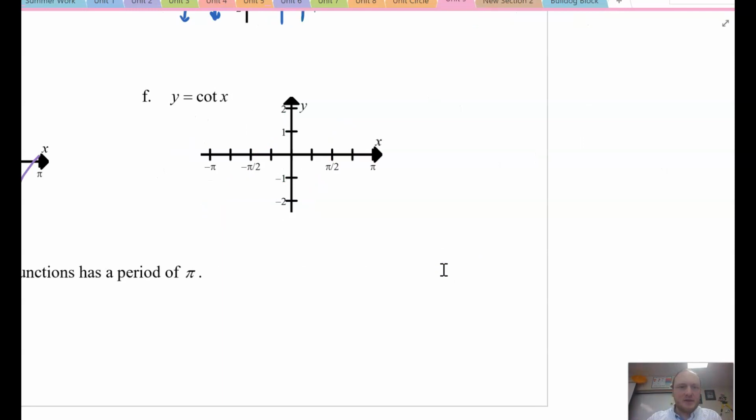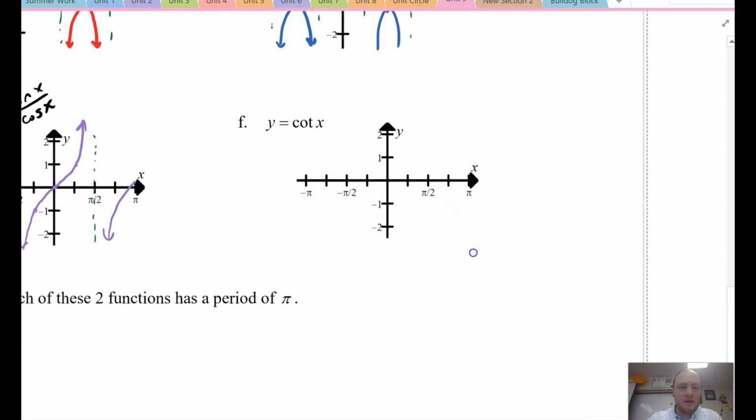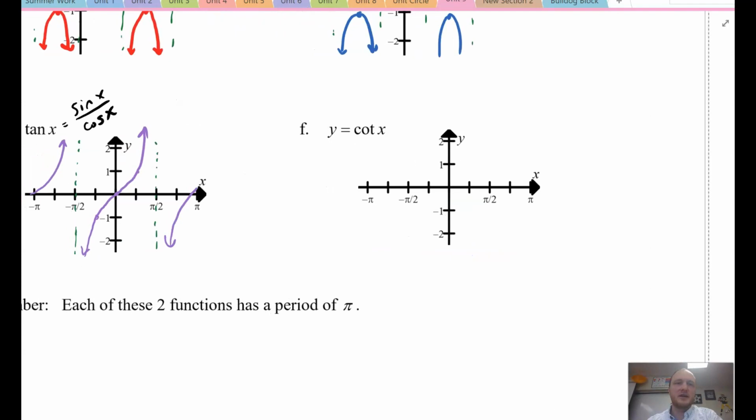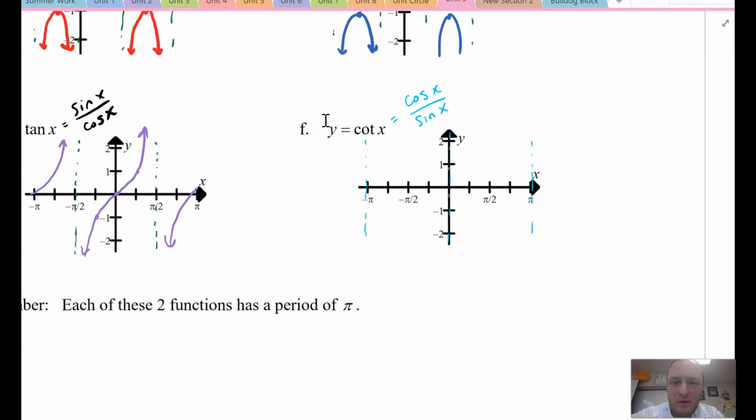All right, and now we're going to go ahead and graph the cotangent function. So cotangent is the reciprocal of tangent. So we have cosine over sine. So it makes sense whenever sine of x is 0, like at 0, right, we're going to have an asymptote, or at pi, or negative pi. Okay, and it looks just like the tangent function, except it's decreasing rather than increasing. Okay, so our intercept will be here and here.